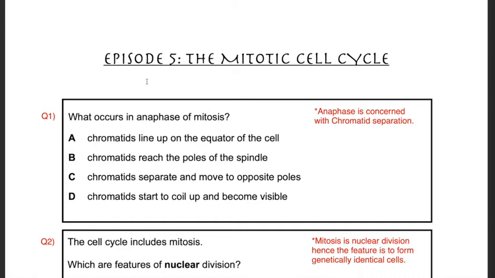If you recall the stage known as anaphase of mitosis, anaphase is concerned with chromatid separation. Therefore, the best possible answer out of all the given options is option C. Chromatids separate and move to opposite poles. Why is that once again? It is because anaphase is solely concerned with chromatid separation and nothing else. Therefore, the answer is C.